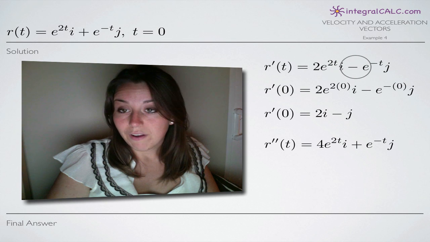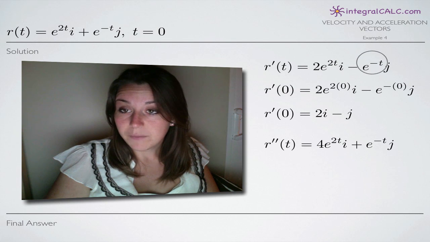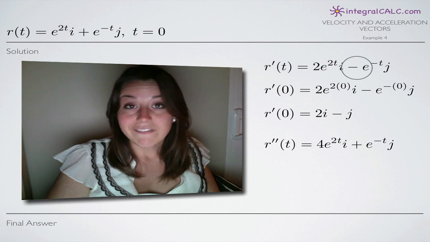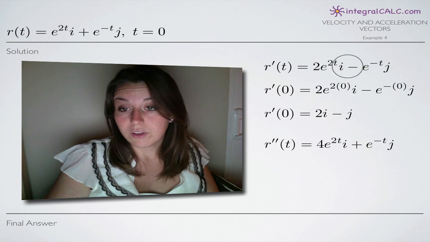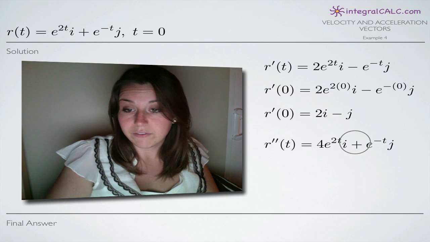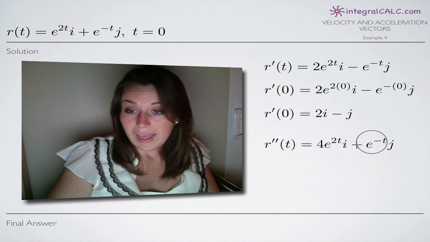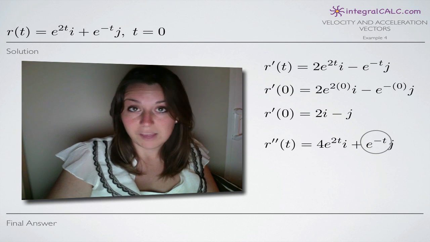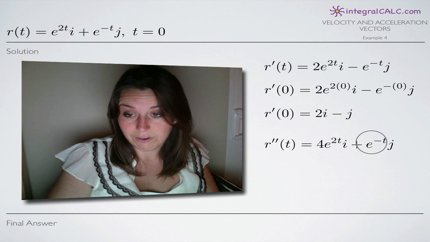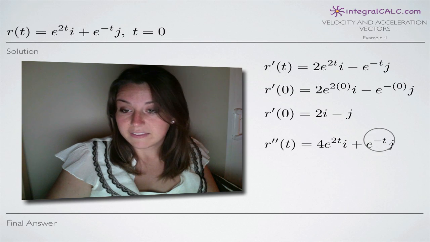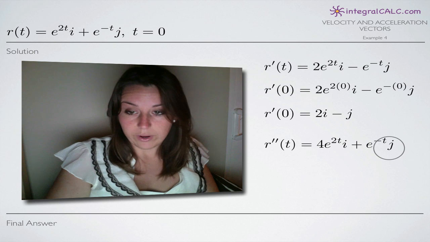To take the derivative of this negative e to the negative t, we'll take the coefficient on the t, multiply it out in front. We'll have a negative times a negative, so this will turn back into a positive. As you can see here, we have a positive, and the exponent stays the same as it always does whenever we're taking the derivative of something, including the number e here. So we end up with plus e to the negative t, and the j hangs out right where it is.